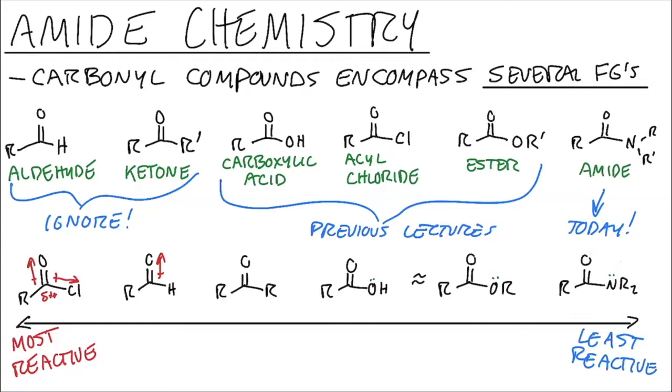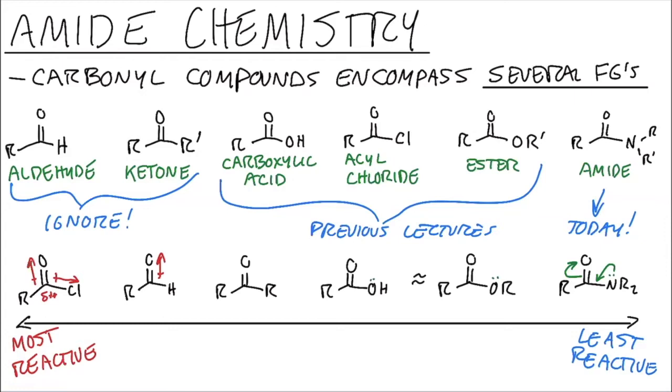Part of that has to do with the resonance stabilization that can occur with this pair of electrons that I've drawn in here, where the nitrogen can donate these electrons in like so and push a negative charge up onto that oxygen atom, right? Because nitrogen doesn't mind being positively charged, it's not so electronegative, it doesn't mind sharing its lone pair of electrons with that oxygen. And that helps make the carbonyl less electrophilic.